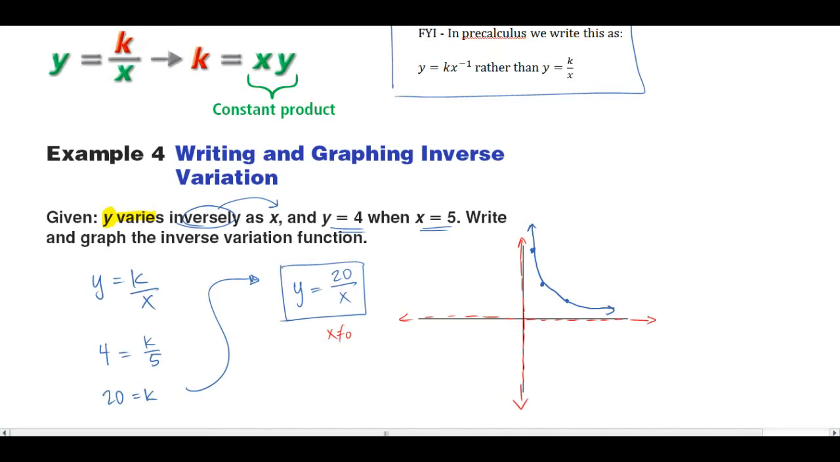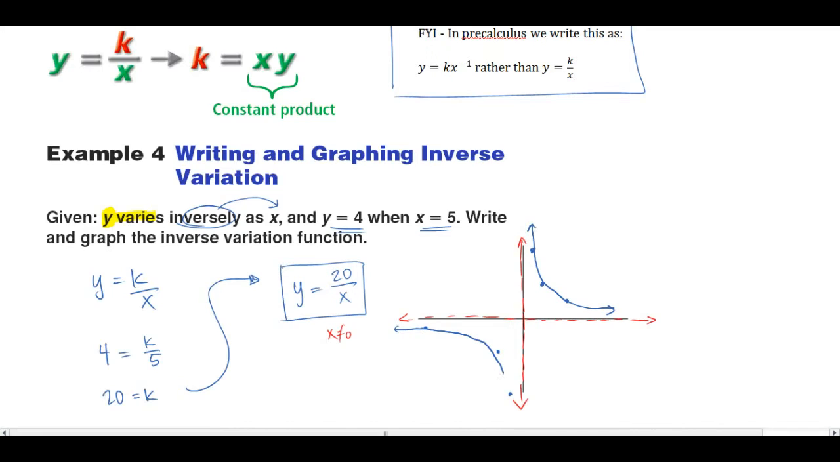What about negatives? What if we throw in some negative x's, like x is -1? Well, then y is going to be -20. And same thing. If x is -2, then y is -10. And we get this craziness of x is -20, we're going to get y is -1. And so here's what this graph looks like.